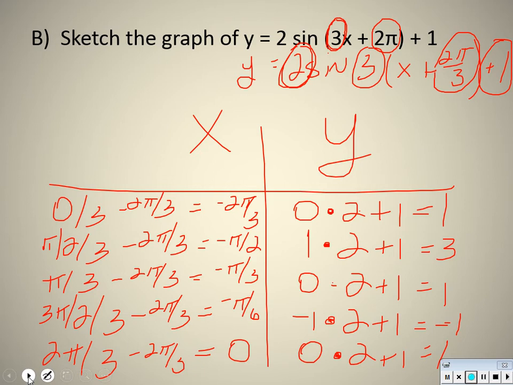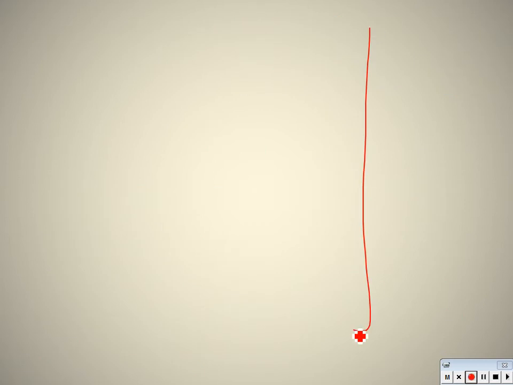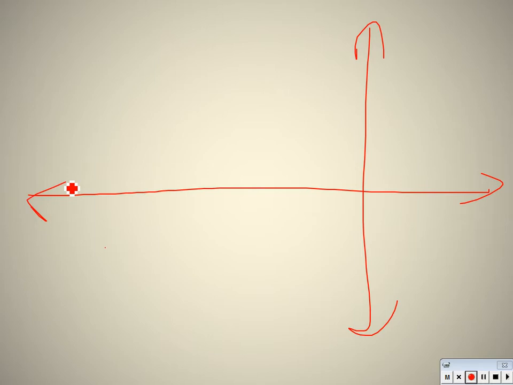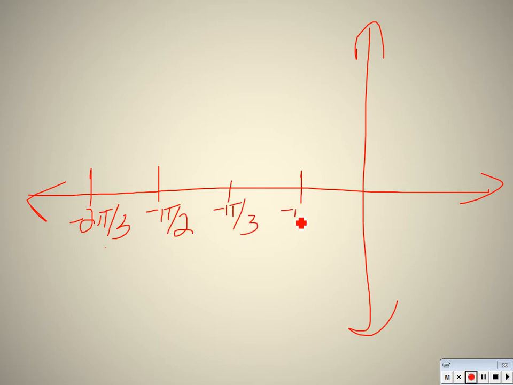So once again, if you notice with your x values, I have 4 of the 5 critical values on the negative side of the x-axis. So I'm going to just leave myself some room over here so I can fit all those on there. So I have negative 2 pi over 3, negative pi over 2, negative pi over 3, negative pi over 6, and 0. And then I have for my y's, this goes up to positive 3, this goes down to negative 1. Fill these in here. Now I can start plotting some points.